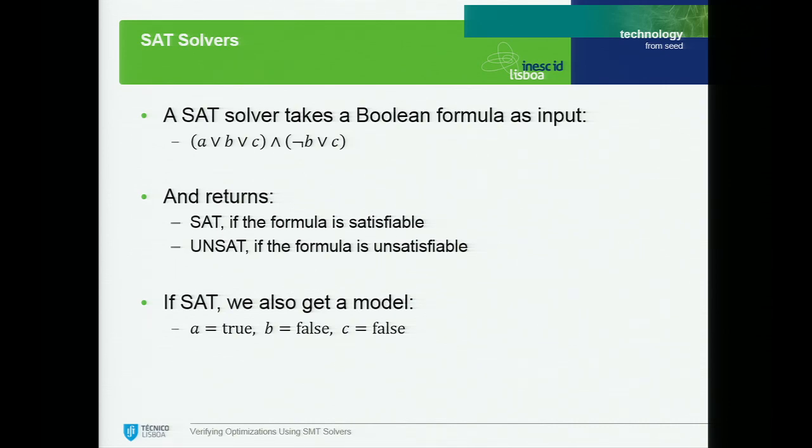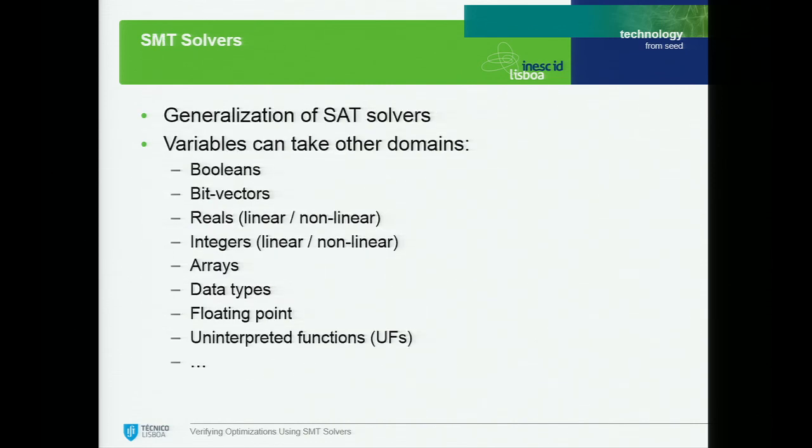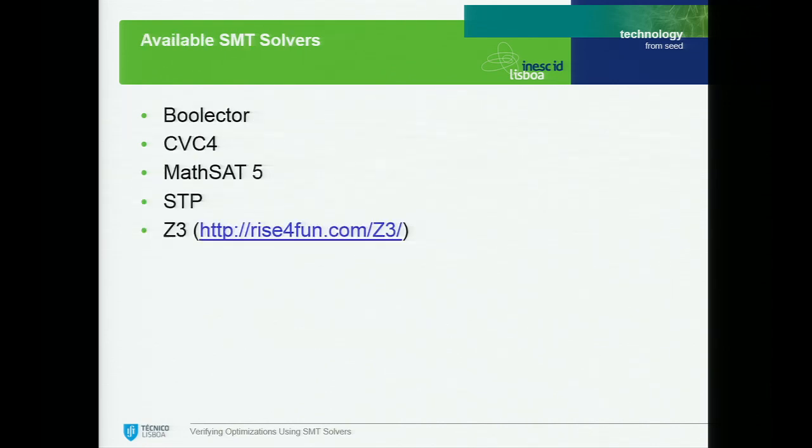It's pretty simple. You can think that the naive SAT solver will just try all possible combinations, and you'll get some exponential algorithm. But today's SAT solvers are way better than this exponential. Okay, so an SMT solver is a generalization of a SAT solver, and the difference is that the variables are not only Boolean. They can take different domains, including, for example, bit vectors, which is what we are going to use today. And that's it.